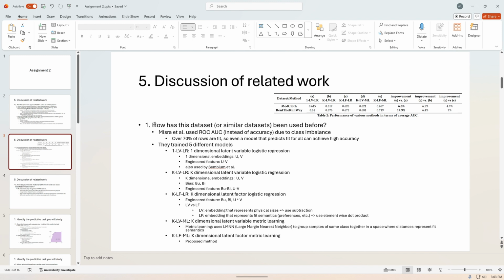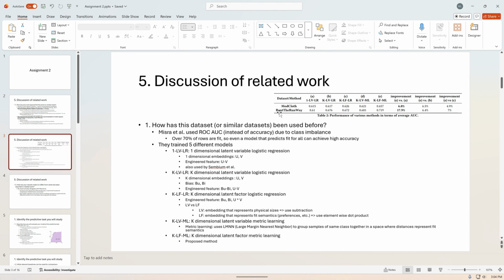Okay, so now back to question 1. How has this dataset or similar datasets been used before? So Misra et al., the dataset providers, used ROC AUC instead of accuracy as the evaluation metric for their models, and this is due to class imbalance. Over 70% of the rows are fit. So even a model that predicts fit for all inputs can achieve a high accuracy, which is why we're not using accuracy. We're using ROC AUC. And here you can see that they used 5 models.